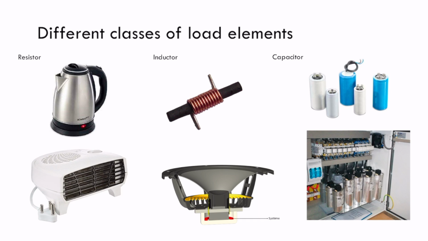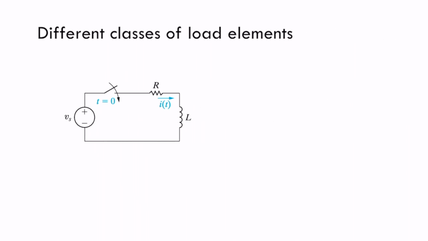A resistor basically is your kettle or your electrical radiator. An inductor is basically any kind of these spinning spirals that you have, for example, speakers usually have that, like old ones. And capacitors, well, you see here some of them. Each of those elements, if they are purely resistive, purely inductive, or purely capacitive, will behave in a different way in time.